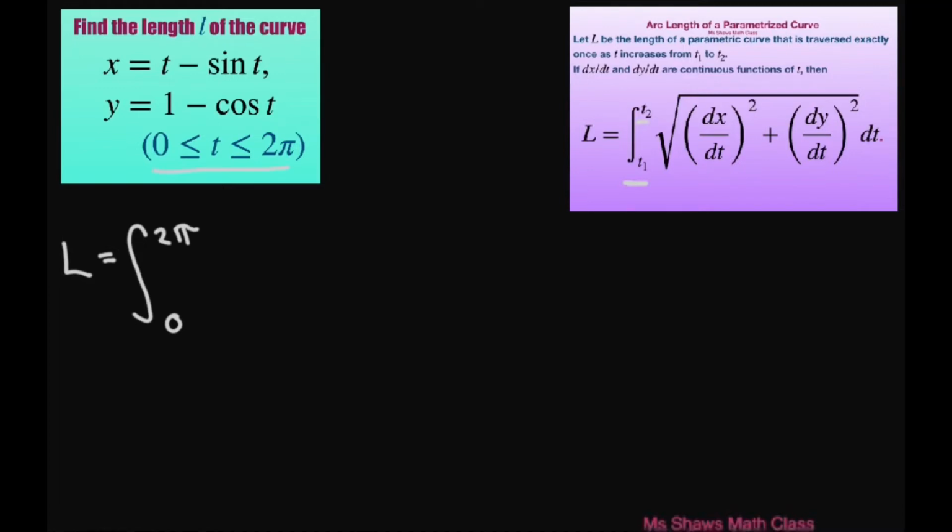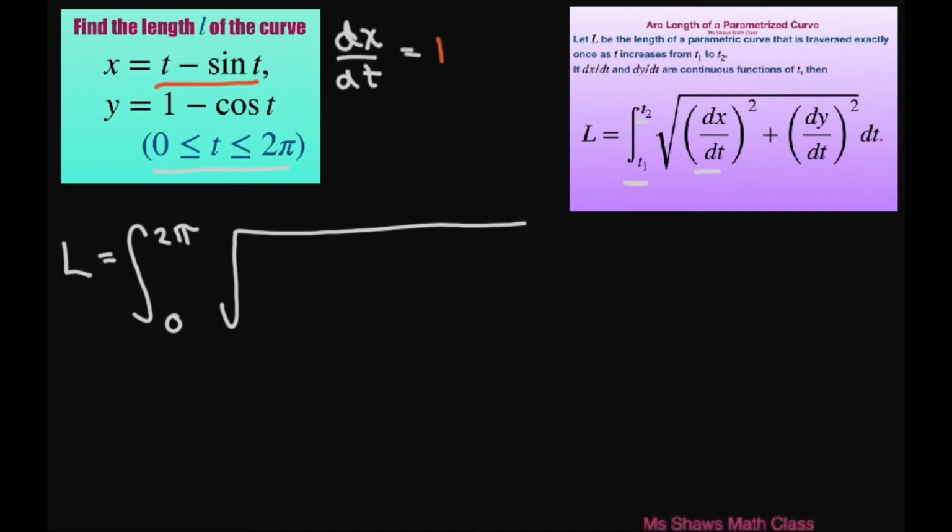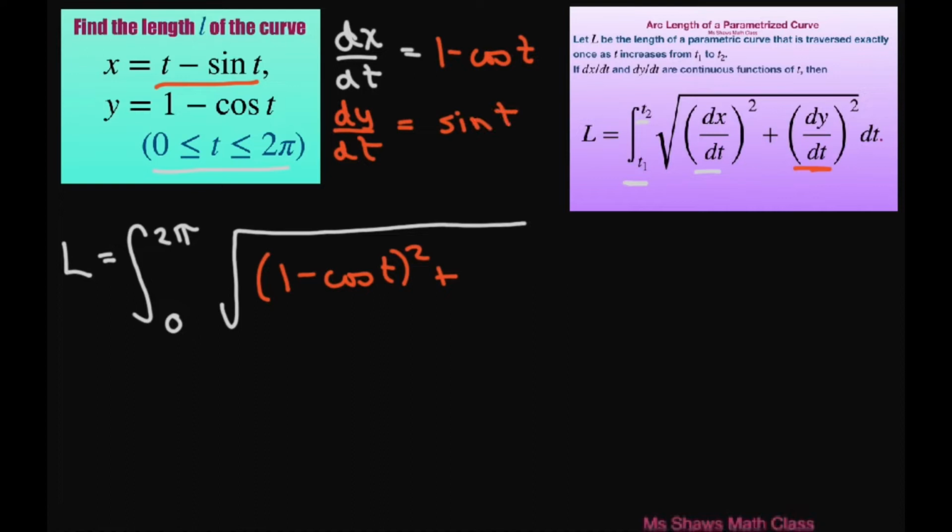So that's that part. Now we're going to use this formula. The first thing we're going to do is take the derivative of x with respect to t. Now this is our x, so this is going to equal 1 minus cosine of t. So you write that in, 1 minus cosine of t squared. And then for the second part, we're going to add the derivative of y with respect to t, and that's just going to give you sine of t. So we're adding plus sine squared of t. So we're going to square this, and then this is going to be dt.